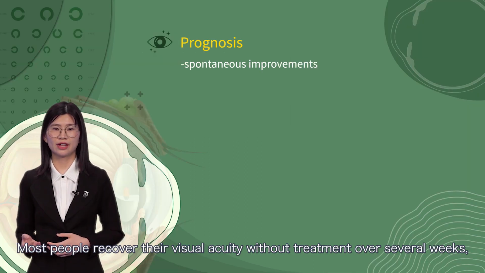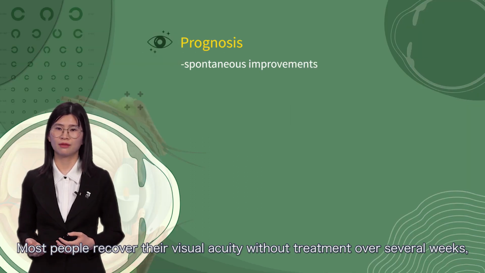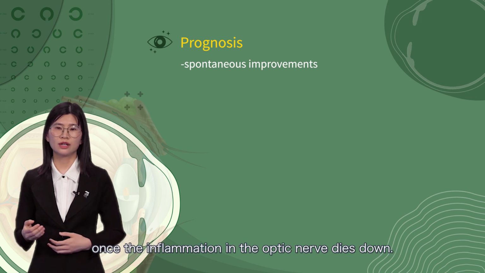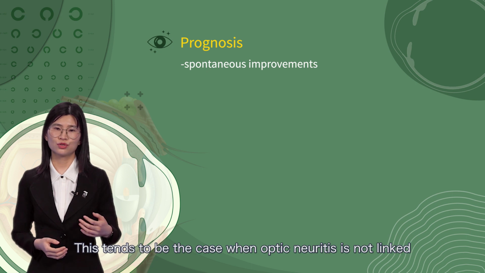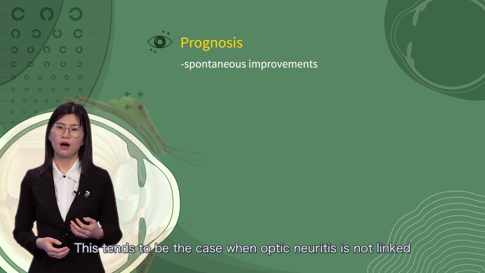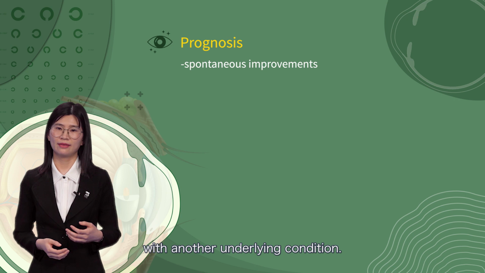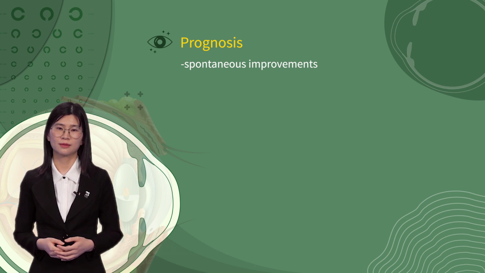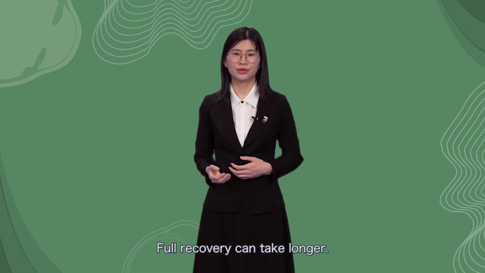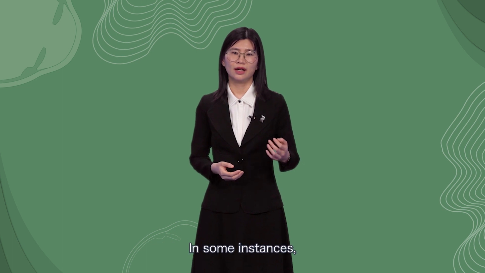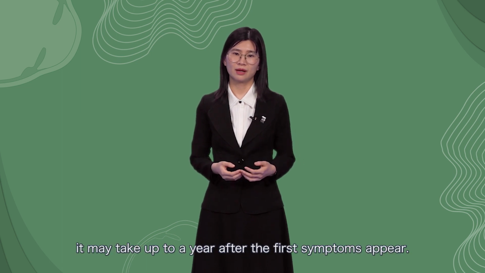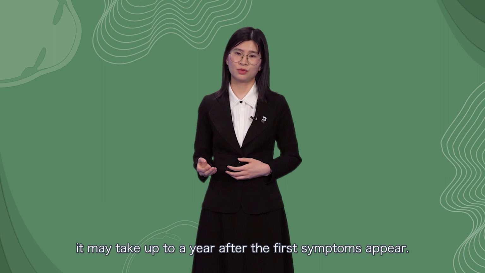Most people recover their visual acuity without treatment over several weeks, once the inflammation in the optic nerve dies down. This tends to be the case when optic neuritis is not linked with another underlying condition. Full recovery can take longer. In some instances, it may take up to a year after the first symptoms appeared.